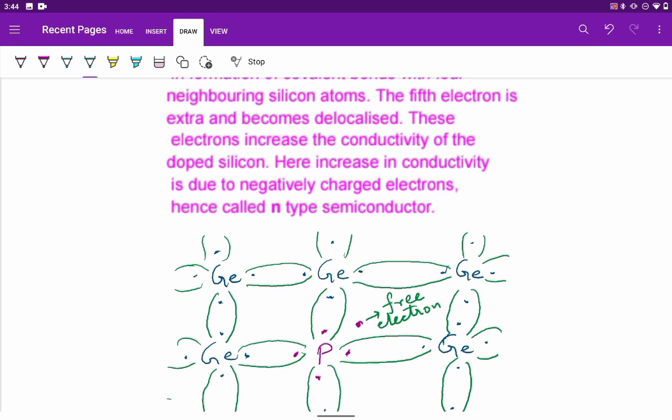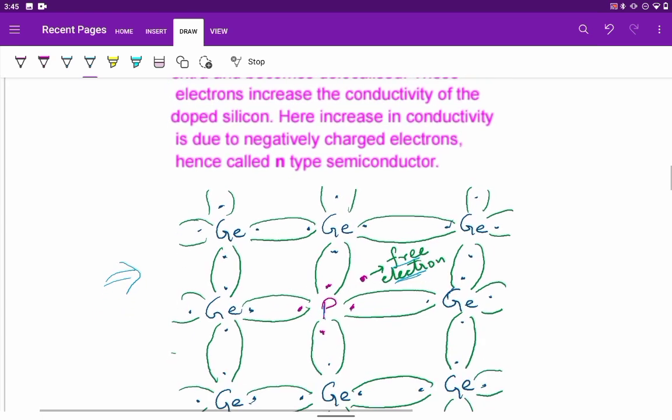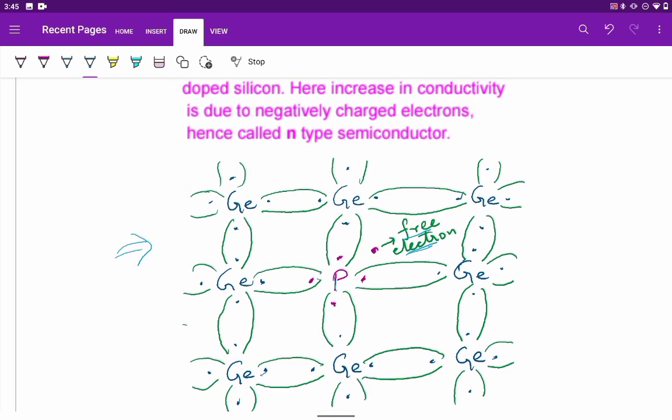Now see, here I have explained this with the help of germanium, in which phosphorus is doped. Now see, this is the phosphorus, symbol P, and this is the free electron I have labeled here, because phosphorus is pentavalent. 5 electrons it is having. With 4 electrons, it will form bonds with the germanium. See, this is one bond, another covalent bond with the germanium atom, like this.